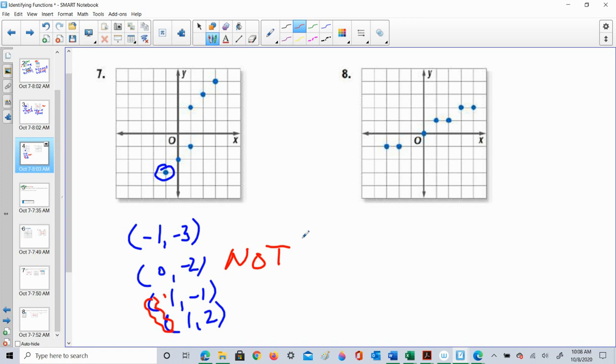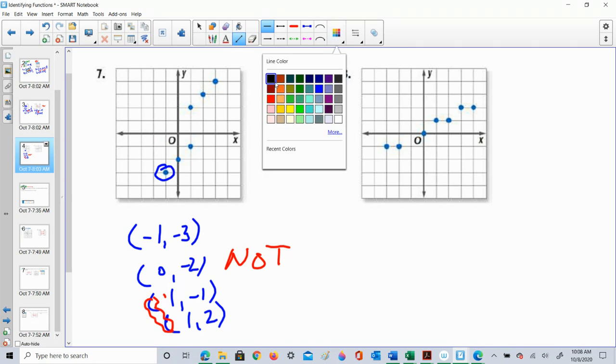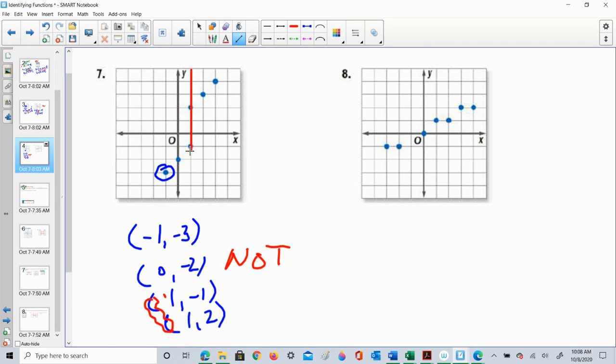If I can draw a vertical line through the graph, let's make it red, and it touches the graph in 2 different points, where am I touching here? I'm touching here and I'm touching here. If it touches 2 points, we immediately know we do not have a function.